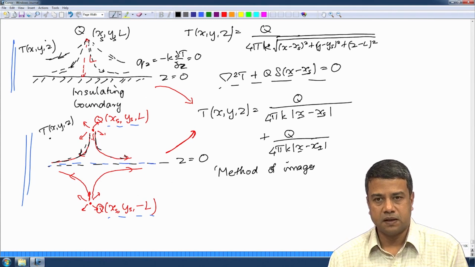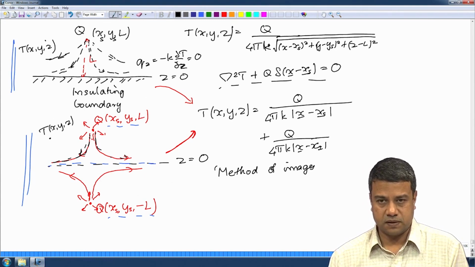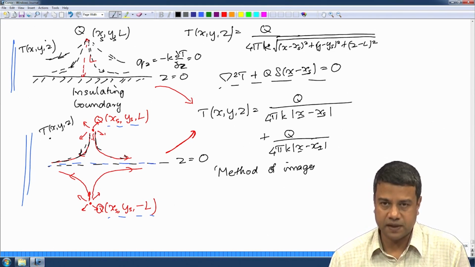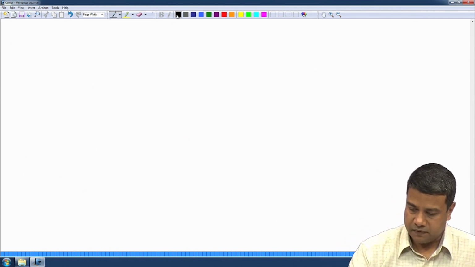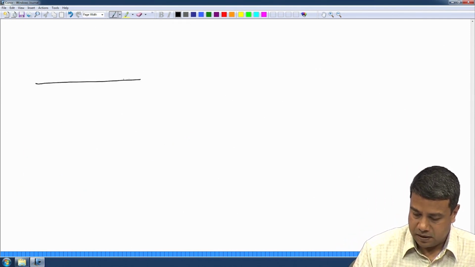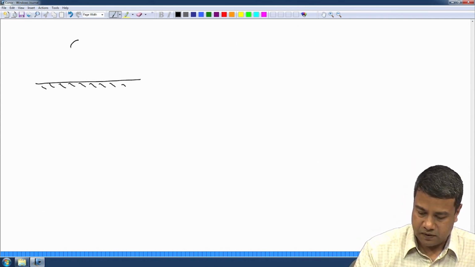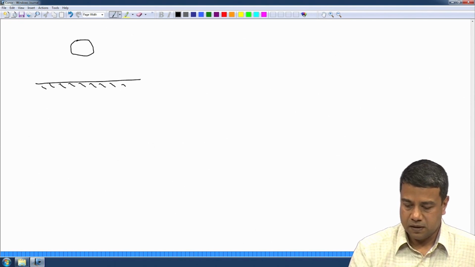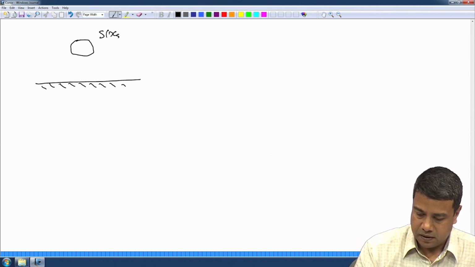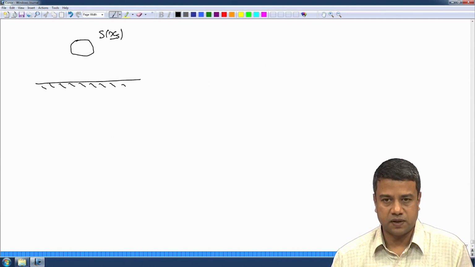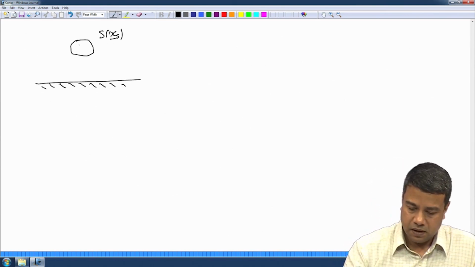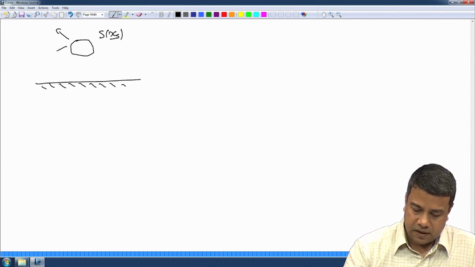Okay. This works for a point source. And it is not too difficult to see that it will also work for more complicated volumetric sources. If I had, for example, an insulating surface, and I had some volumetric source over here with some distribution of energy per unit volume per unit time. The energy from this is going to be radiated.